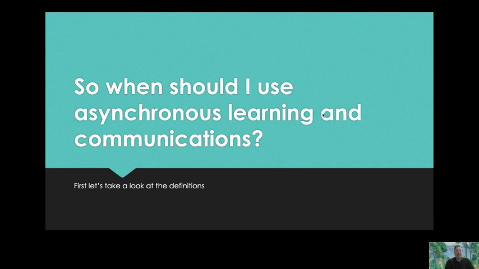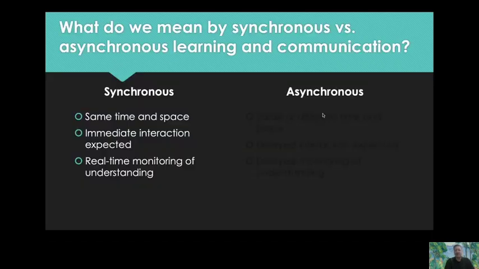Let's look at the definition first, in case you're still wondering. Synchronous, of course, is the same time and space, where immediate interaction with students and teachers is expected. And you're going to provide real-time monitoring of understanding in a synchronous learning situation, ideally.